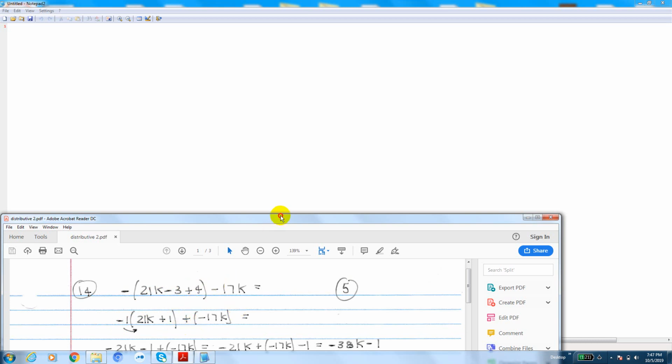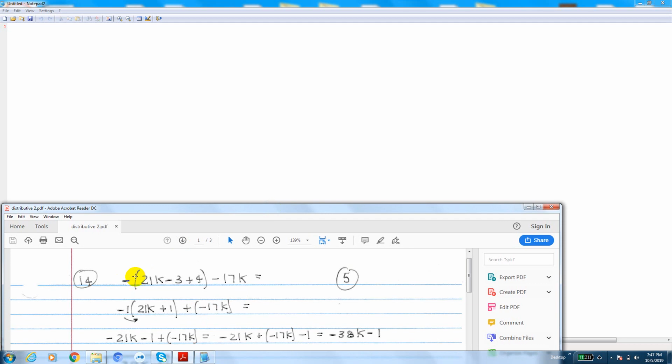See that? Okay, and now here, this is the trick. If you have just a plain negative sign, you pretend that it's a negative 1. So you go negative 1 times 21k is negative 21k. Negative 1 times 1 is negative 1, right? And then plus negative 17.